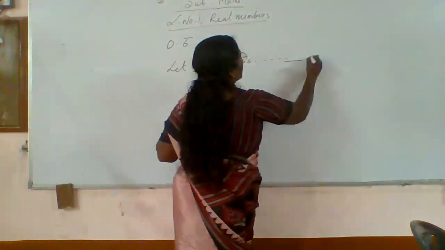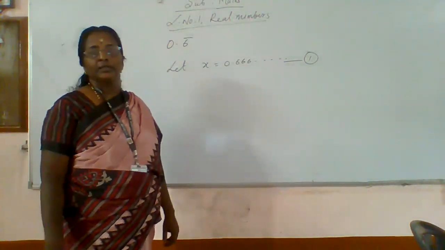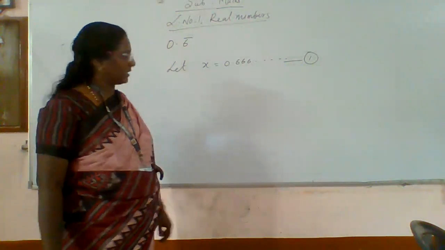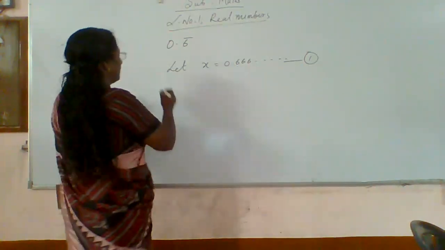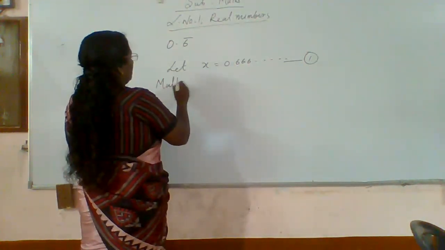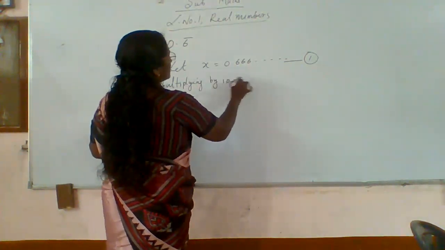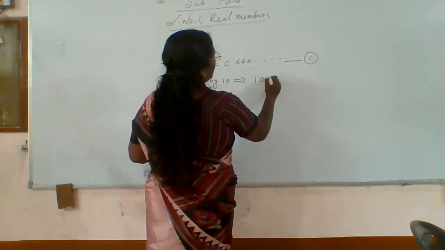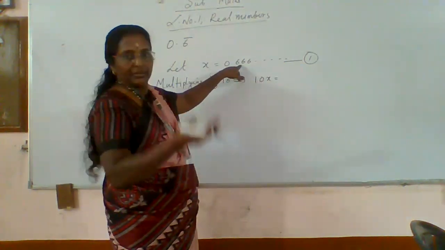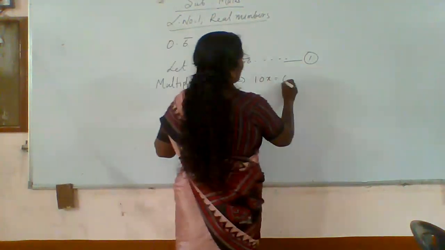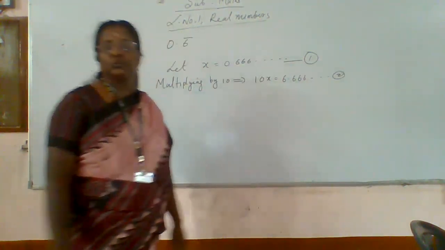So this one, we will call equation number 1. Here only 1 digit is repeating. X is equal to 0.666 etc. How many digits are repeating? 1 digit repeating, so you multiply by 10. Multiplying by 10 gives 10x is equal to 6.666 etc., because the decimal place will go one place ahead. This you keep as equation number 2.